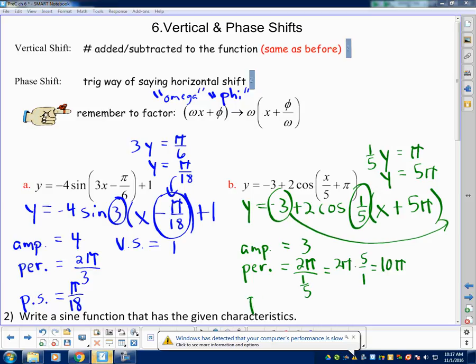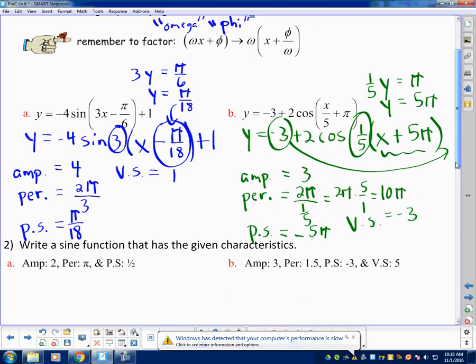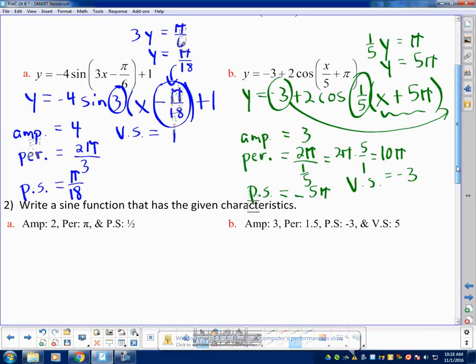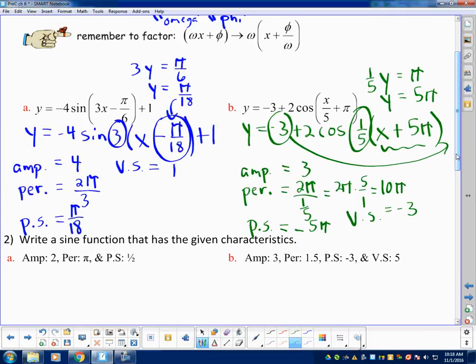My phase shift now is easy to see. In this case, the phase shift is -5 pi. You can see in here we have x plus 5 pi, so it's what would make that equal to 0. So -5 pi would make that expression x plus 5 pi equal to 0. And then the vertical shift, we see it out front here. I circled it. Vertical shift is 3 units down, so -3. So, big thing there is remember to factor out that coefficient of x before you start identifying all those pieces.